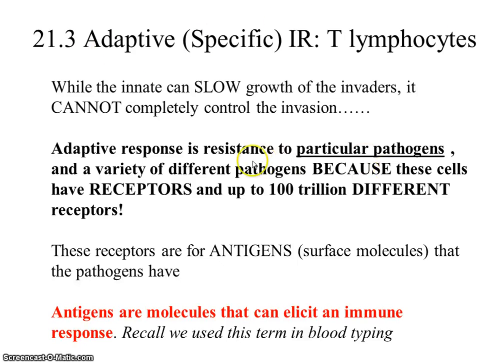So this response is resistant to particular pathogens, again, the snipers, a variety of different pathogens, because these have receptors, and up to 100 trillion different receptors can be available in the body, not per cell, by the way. These receptors are for the antigens that the pathogens have. So again, we said the antigens are the identifiers, and we need to find that specifically. And so the term antigen actually means antibody generator, though again, T cells don't make antibodies. So the antigens themselves, again, are molecules on the surface of these invaders that will cause an immune response.